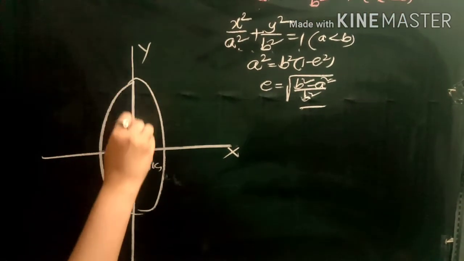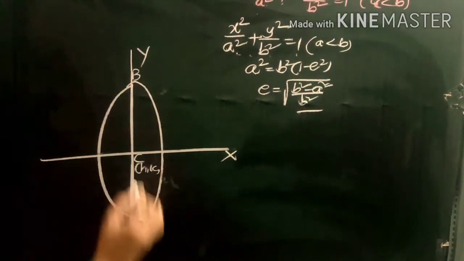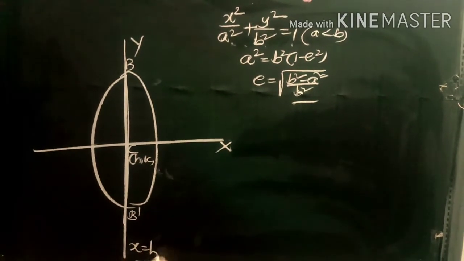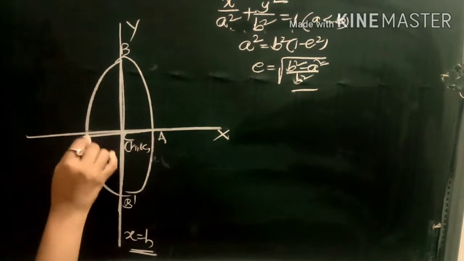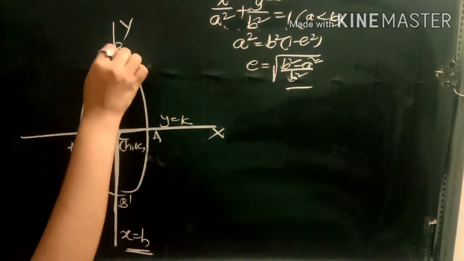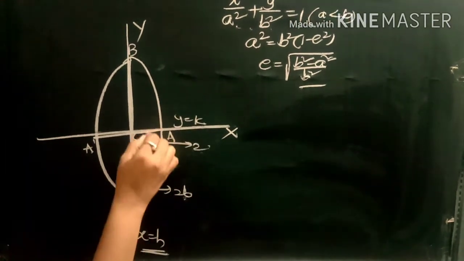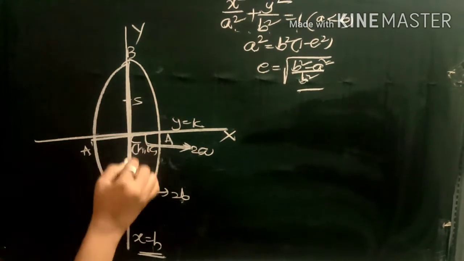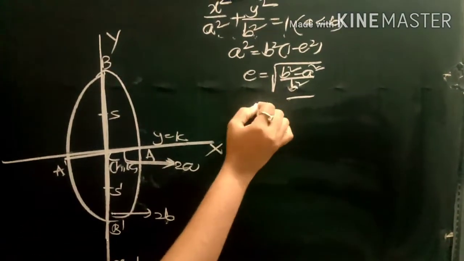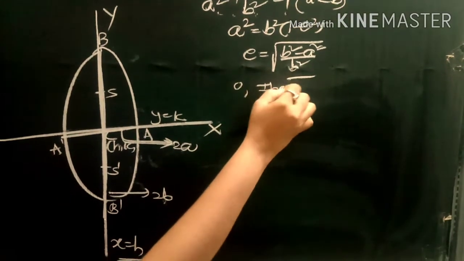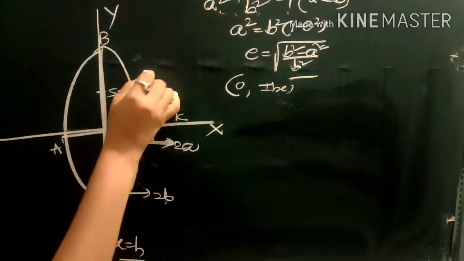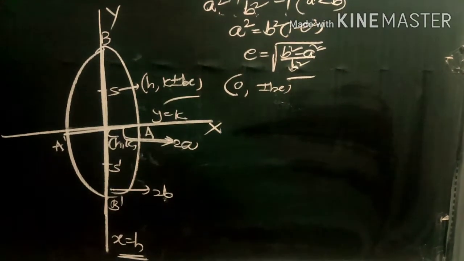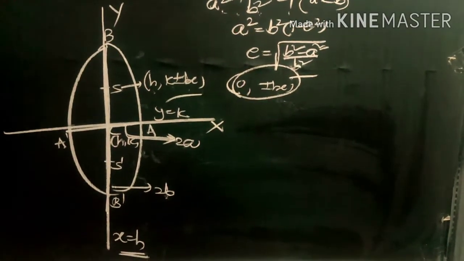Now the major axis is along the line, this is the major axis BB dash, along the line x is equal to h, and the minor axis is along the line y is equal to k. The length of the major axis is equal to 2b and the length of the minor axis is equal to 2a. And the foci are S comma S dash. Already we know that in the earlier form the foci are 0 comma plus or minus be, but in this case we take the points as h comma k plus or minus be. Simply we add the point h comma k to this answer, that is h comma k plus or minus be.